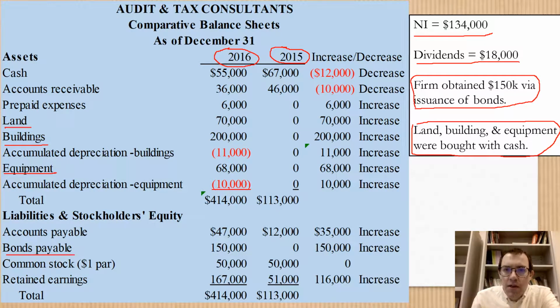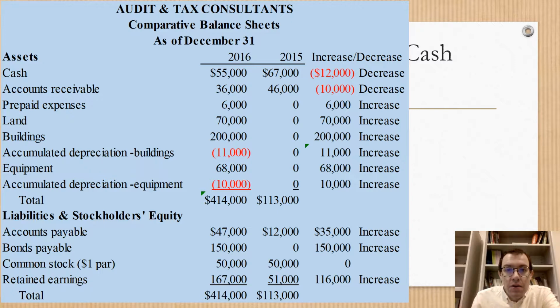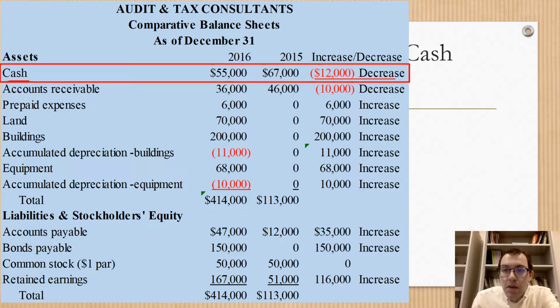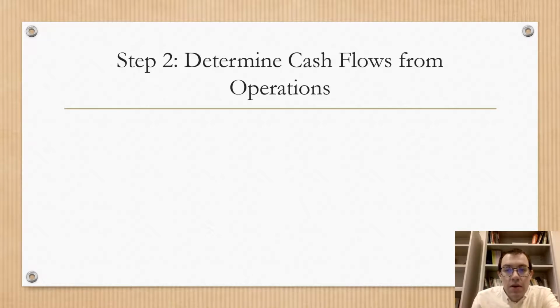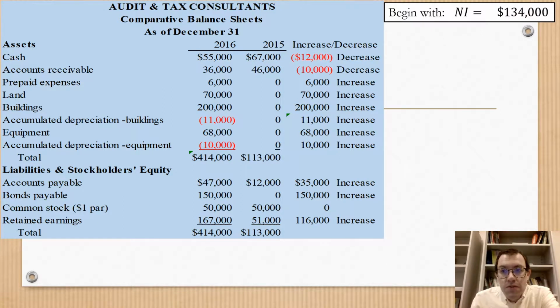Okay, so let's see how we're going to solve this. First thing we do is figure out the change in cash. As you can see from that sheet, cash went down by $12,000. Alright, that's easy. And so the next thing we'll do is operating cash flows. Definitely, I would say the hardest cash flow. So remember, indirect method: start with net income, and then take out all those accruals, and we'll be left with operating cash flows. So which things are operating?